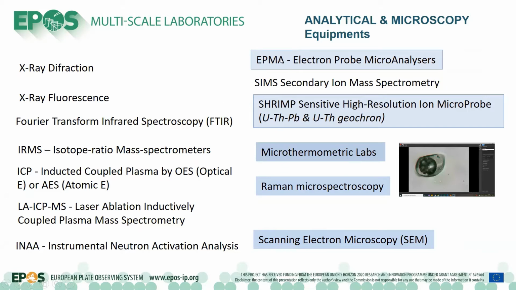Then we have equipment for microanalysis, like the electron probe microanalyzers and SIMS, micro thermometric labs, Raman microspectrometry analysis, and scanning electron microscopy, which is many times together with other types of equipment. The ones in blue are the ones that can obtain images.